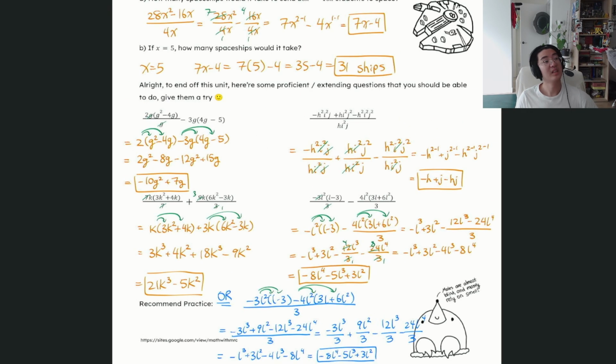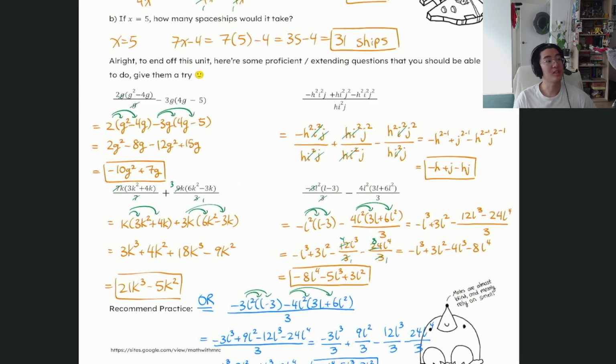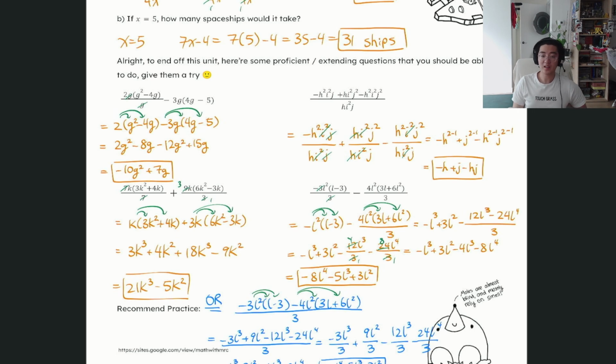Alright, look at that. Those 4 questions are very much proficient or extending level. It's probably leaning more towards extending, because it combines everything we've learned. So give those a shot. And yeah, that's pretty much it. So, good luck practicing.